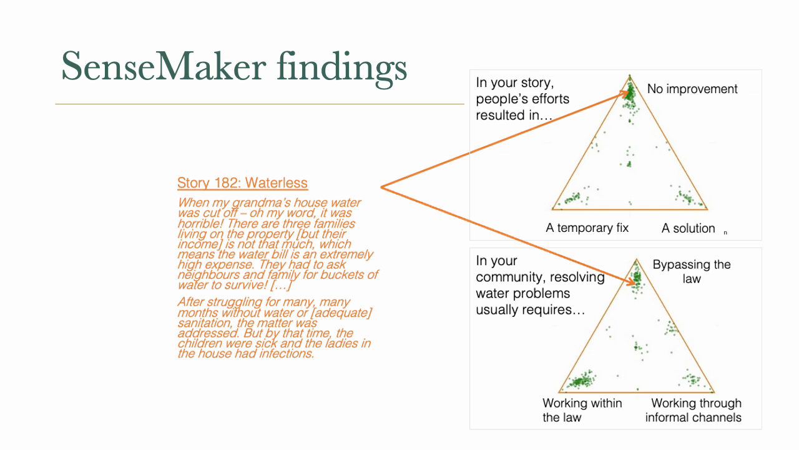And here you see that this person describes their story as one where it didn't have any solution. There was no improvement in the story, despite people's efforts. And in their view, normally when you resolve water problems in your community, you have to bypass the law rather than work within the law or work through informal channels. And so in these triads, you see that there's a lot of dots, and each of them represents one respondent. So we have over 300 stories in total.